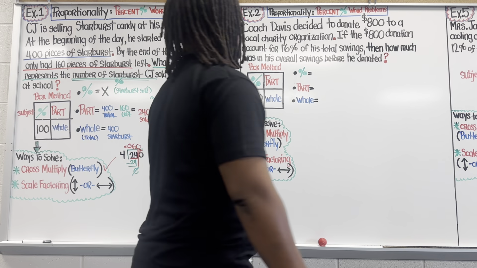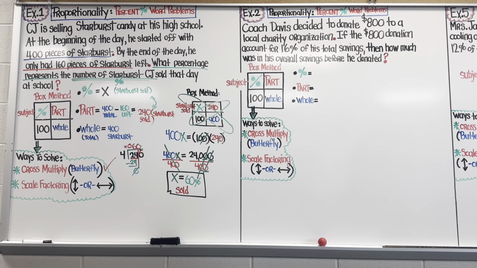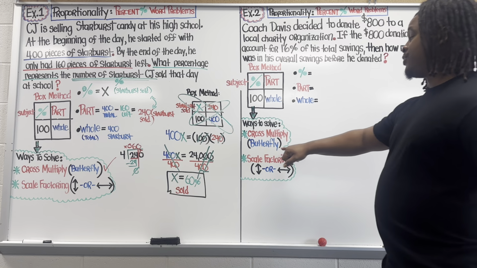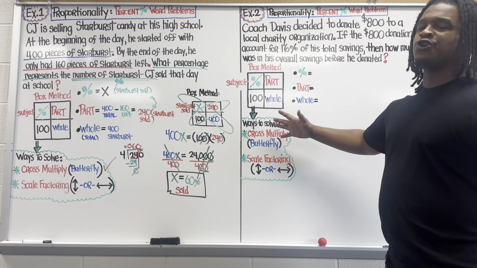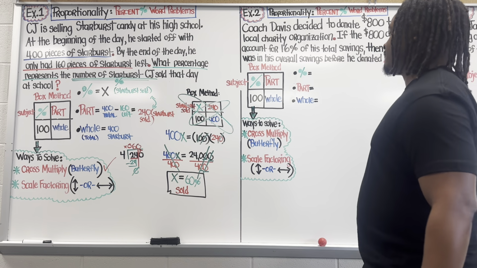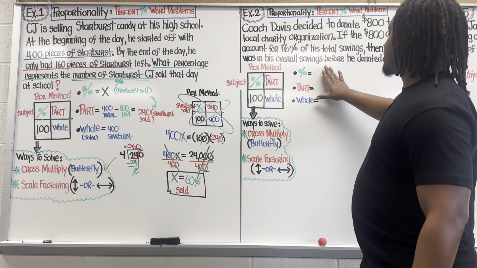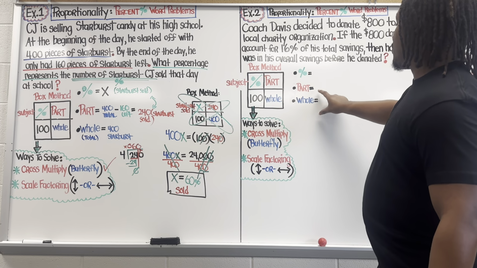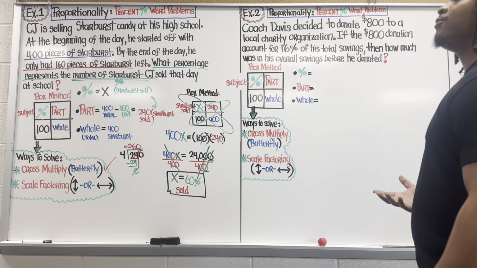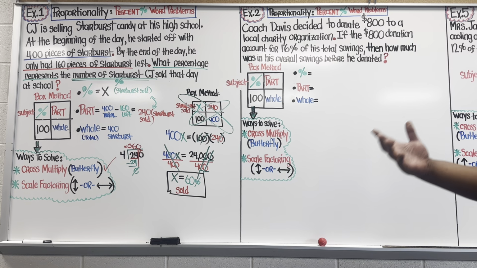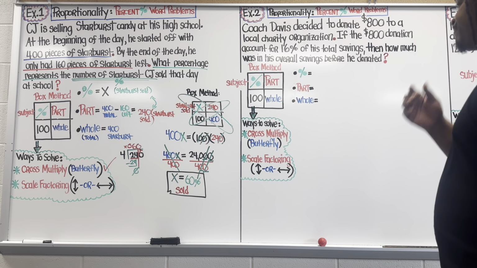Okay? Now let's go over here, guys. I want to do another example real quick. This is example 2. Same format, guys. Once again, you can either cross multiply or you can do scale factoring. On this one, I'm going to try to show both ways, okay? So same format, guys. Once again, they're going to give us information where we're going to have 2 out of the 3 categories that we need. Whatever one we don't have, that's the one that we need to solve for, okay?